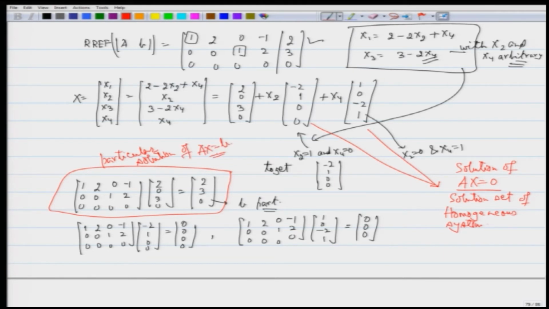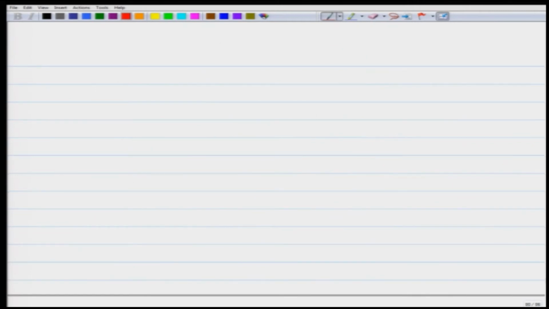Fine. Let me take a slightly more complicated one, bigger size, and then I will write the theorem. So, now I am looking at only Ax is equal to 0. I am not bothered about Ax is equal to B, because Ax is equal to 0 gives me all the ideas, all right.